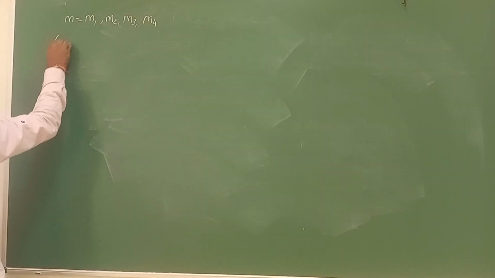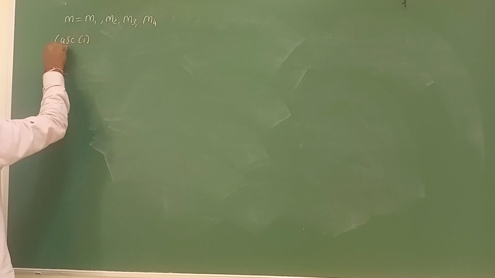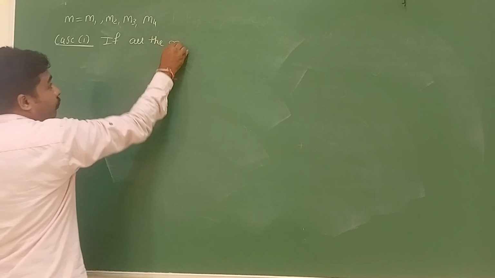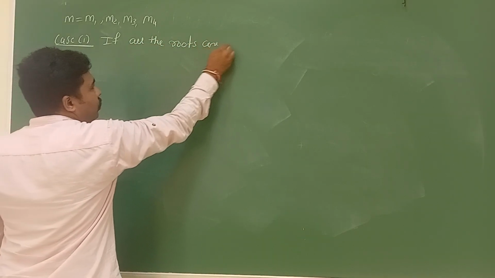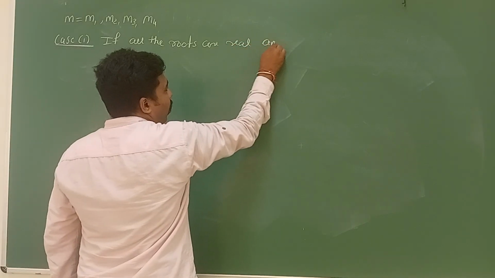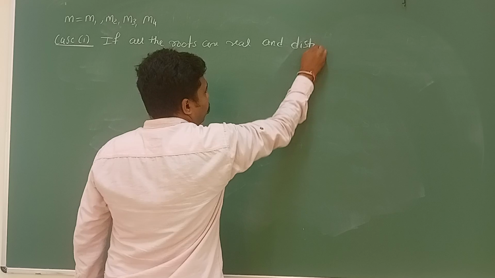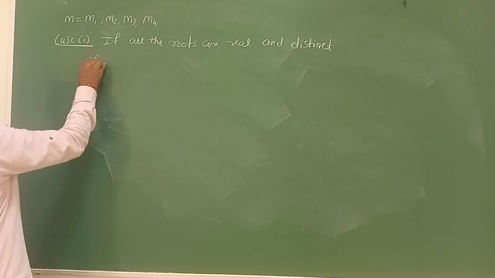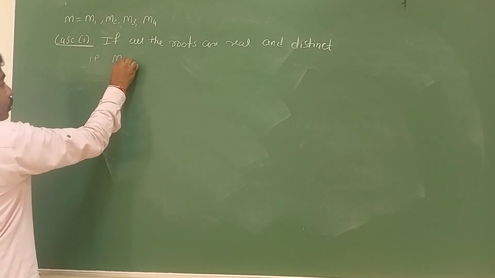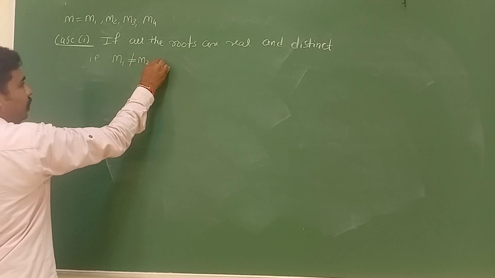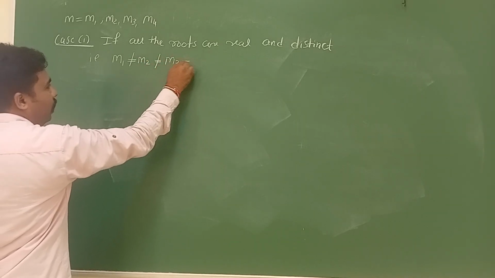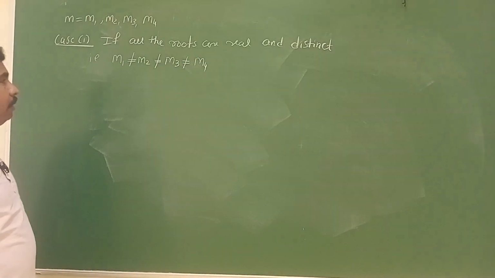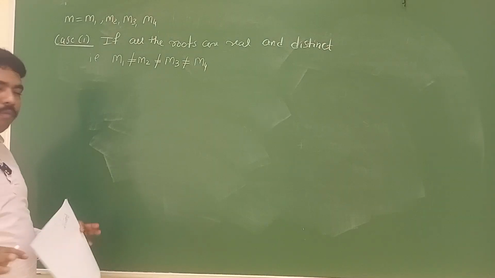So the first case, what is the possibility? Case 1: if all the roots are real and distinct. What is the meaning of real and distinct? All the roots are real roots and all the roots are distinct, meaning m1 is not equal to m2, m2 is not equal to m3, m3 is not equal to m4. All are distinct, different roots.